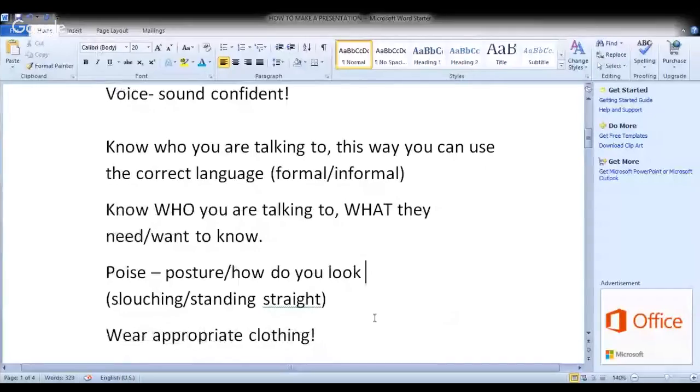So let me share my screen again and we'll get back to that presentation. I had a feeling I was going to have to show you. How do you look? So slouching, yes, of course, is negative here. We do not want to slouch, okay? That's good. And then clothing. Clothing should be pretty obvious. Obviously, not just your clothing, but it's your hair.